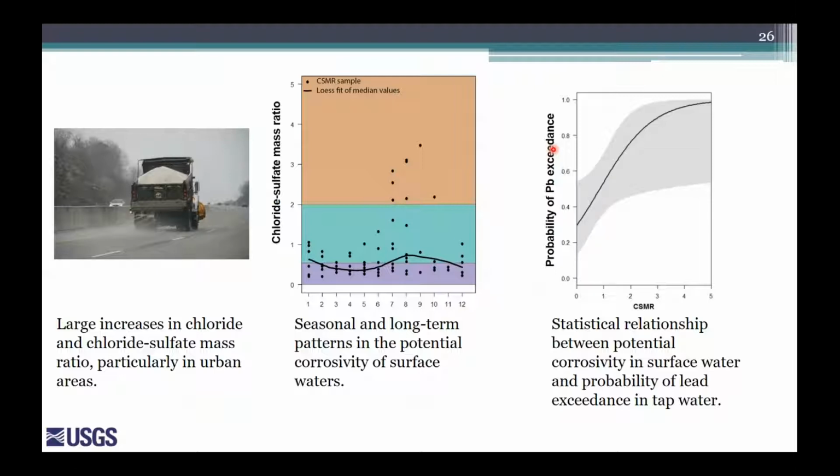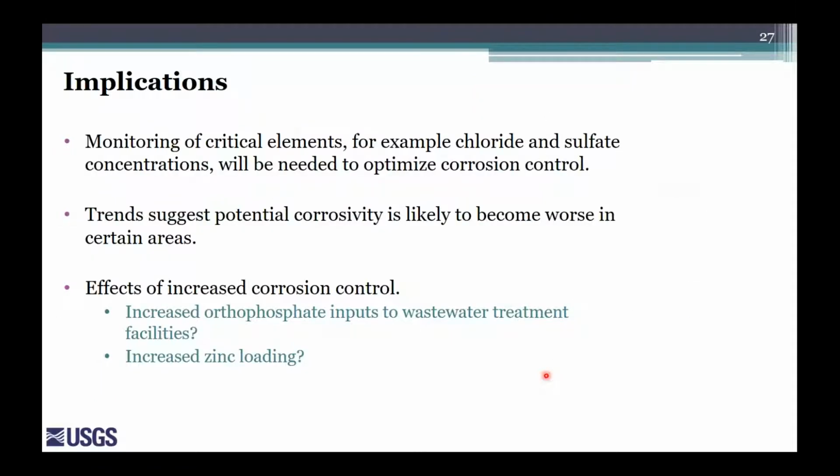Okay, so just to recap the major findings of this study, we saw large increases in chloride concentration and chloride to sulfate mass ratio, particularly in urban areas over the period 1992 to 2012. In addition to the long-term changes in potential corrosivity, we also observed some really important seasonal patterns that were different depending on the location where you're actually doing the monitoring. And third, we found a statistical relationship between potential corrosivity of surface water and the probability of finding a lead action level exceedance at the tap, okay? And so that, I think, was a very significant finding by itself.